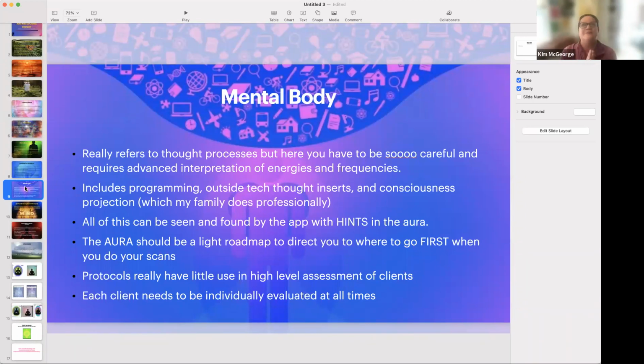But what I love about the mental body is it can tell me how much programming you're under. And if it's outside or inside, is it you? Is it your childhood trauma? Is it your past lives? Is it your personality? Maybe you're still living under astrology, which we could talk about sometime. Or are thoughts being projected into your mind? Or are your thoughts being projected outside your mind, which also happens. But all of this can be seen and found in the app with 100% accuracy, but we have hints in the aura. So again, to me, the aura is a light roadmap to direct you to where to go first.